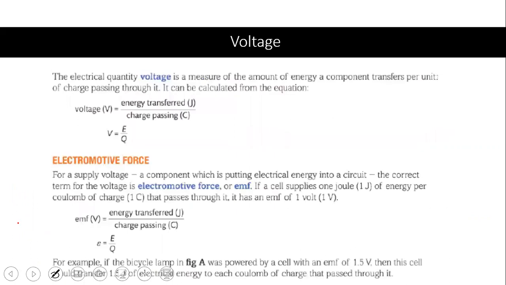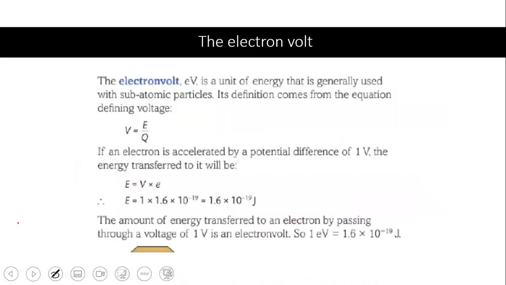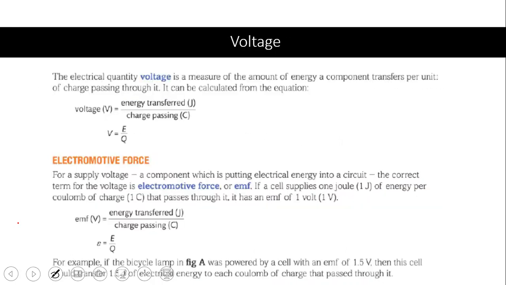Then we have voltage. You must have heard different terminologies for voltage: electromotive force, potential difference, voltage. What is the difference between them? What is EMF? What is potential difference? What is voltage? Voltage, if you define it simply, is the amount of energy being transferred per unit charge. So in moving one charge, how much energy am I transferring?